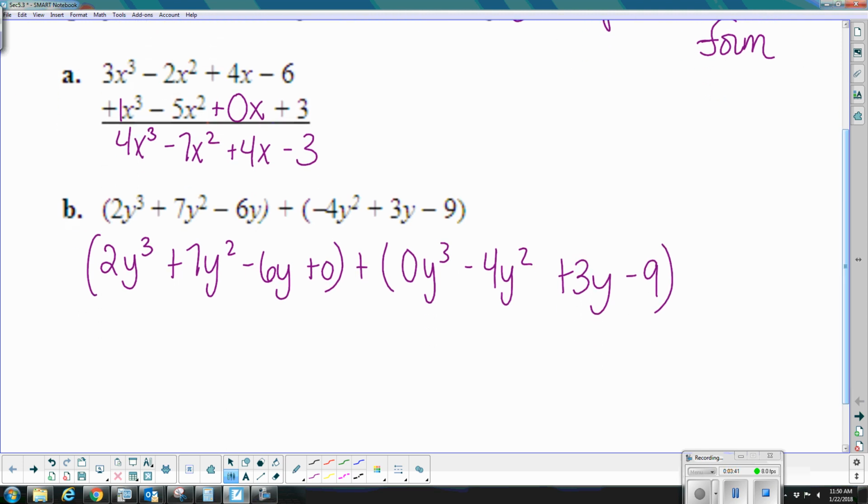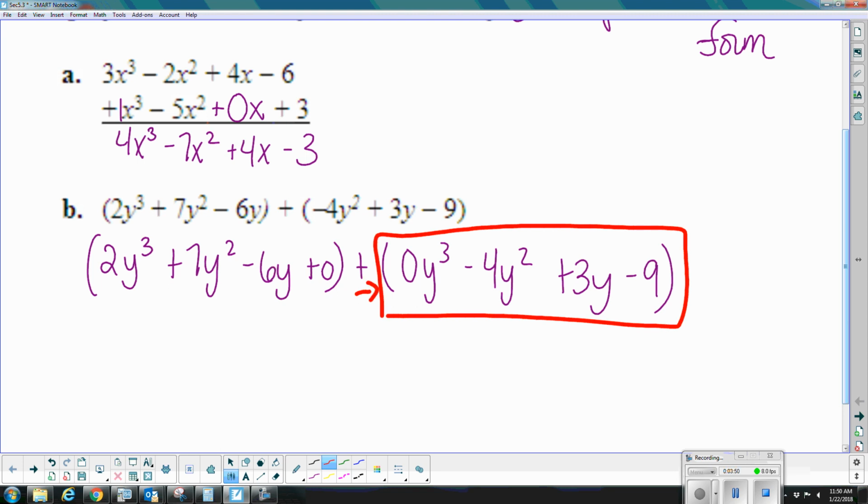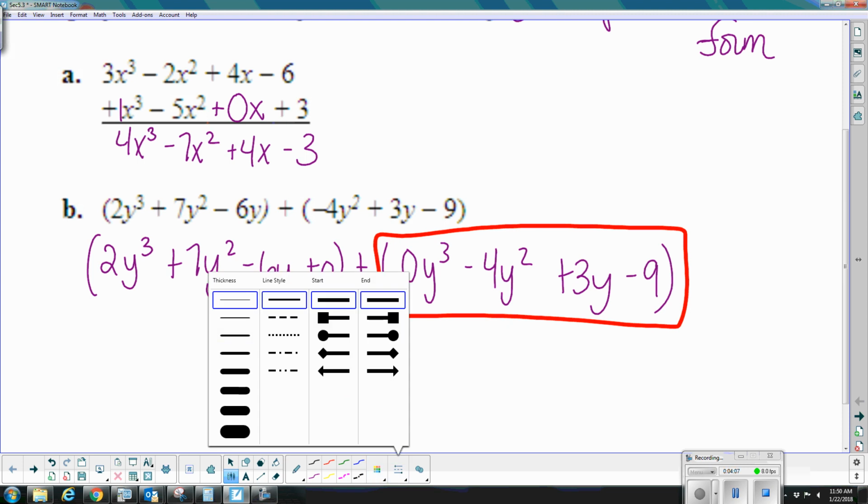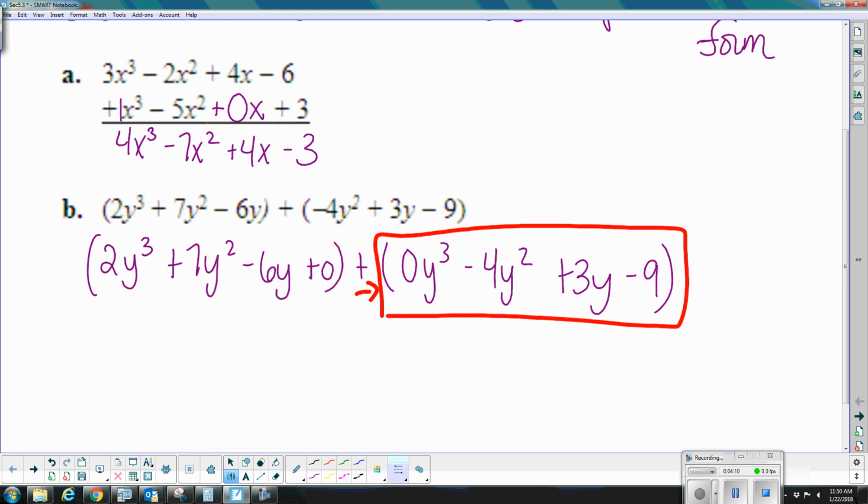So when you're adding polynomials, I'm adding this whole group here. I'm adding all of this. So it's like a plus 0y cubed plus a negative 4y squared plus a positive 3y plus the negative 9. So when you combine your polynomials, make sure that you pay attention to your sign. So when it's addition, the sign inside the parentheses is what you're focusing on, but when it's subtraction, remember that you have to distribute. So let's do this addition one first.